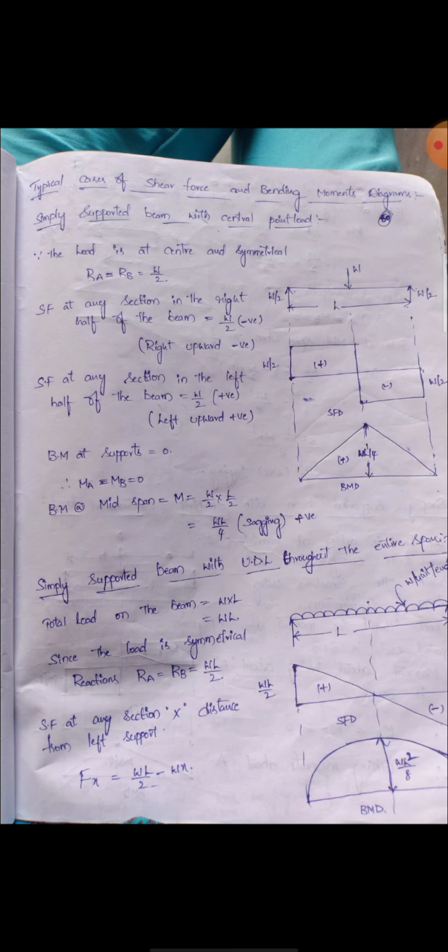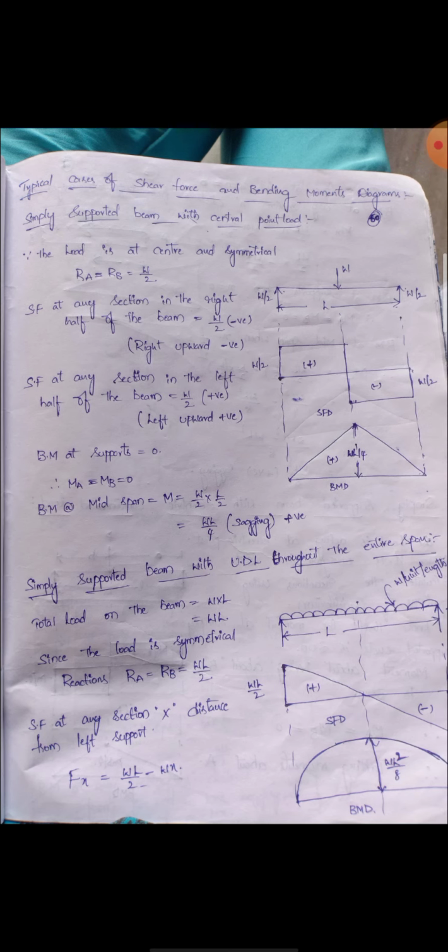So for the simply supported beam with central point load W, L is the length of the beam. The shear force value is W by 2 at the left half of the portion and W by 2 at the right half of the portion. At the supports the bending moment value becomes 0, and at the center the bending moment value is WL by 4. So here the bending moment will be a positive bending moment, nothing but sagging bending moment. So this is the simply supported beam with central point load having the shear force and bending moment values.